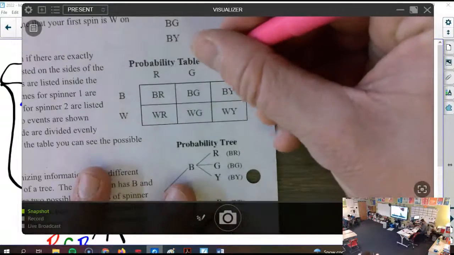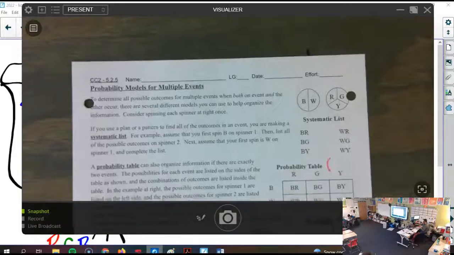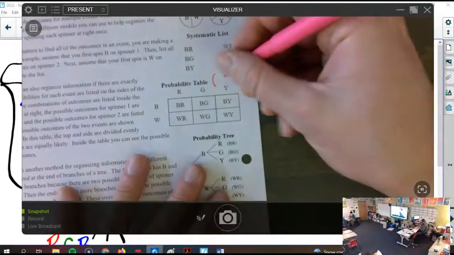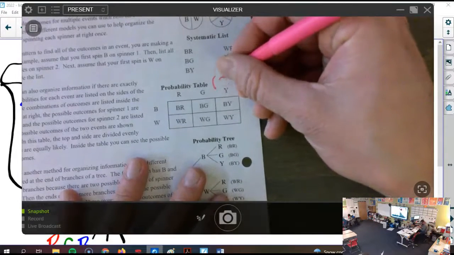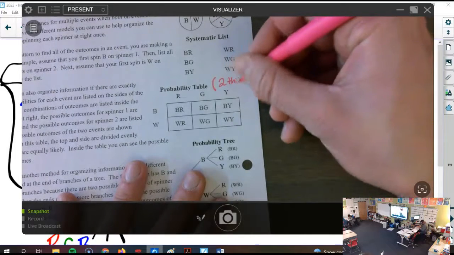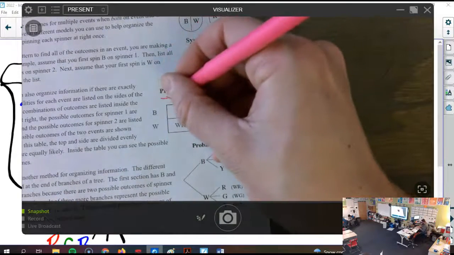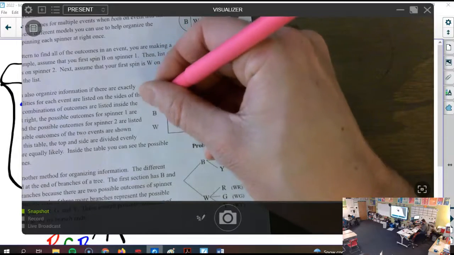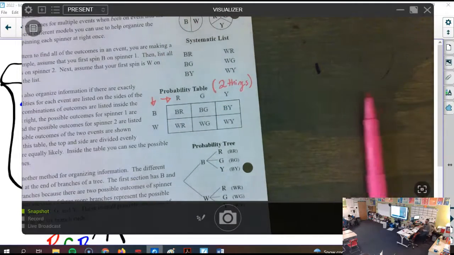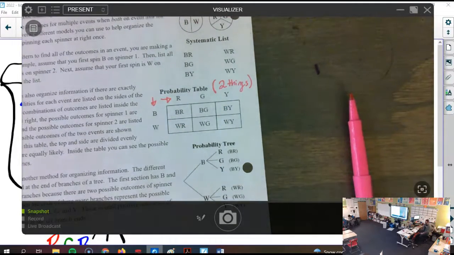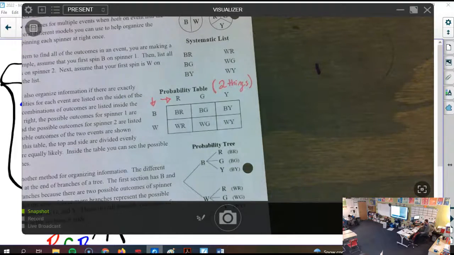So, guys, here's a reminder for you. If you have out your 525, which you should have unless you already put it away, we can only do two things in a table. We have a choice going across the top, and we have a choice going down the side. We are only allowed to do two different things in a table.